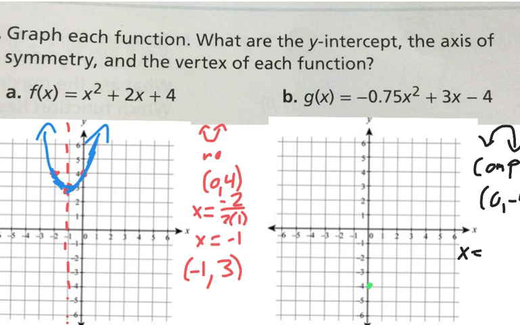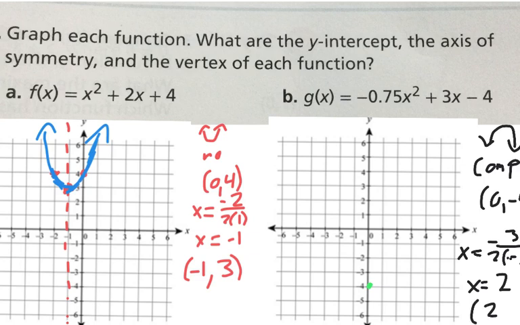X equals -3 over 2 times -0.75. Can you guys see that okay? Yes. One thing I saw a bunch of people did, they left out this negative. Right? If A is negative, you have to put it in right here. It has to be -0.75. So again, if I put that in my calculator, I'm going to get x equals +2 as my axis of symmetry.